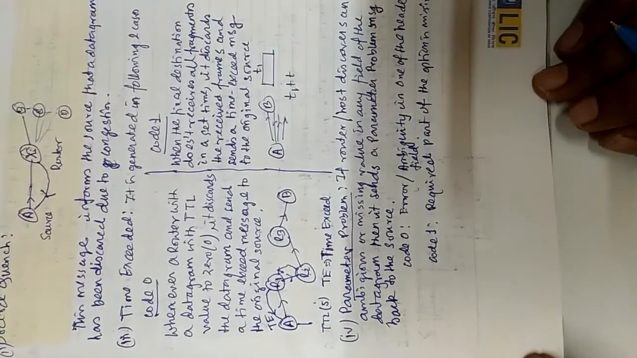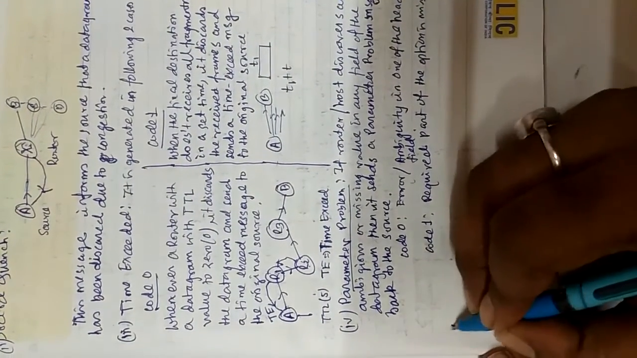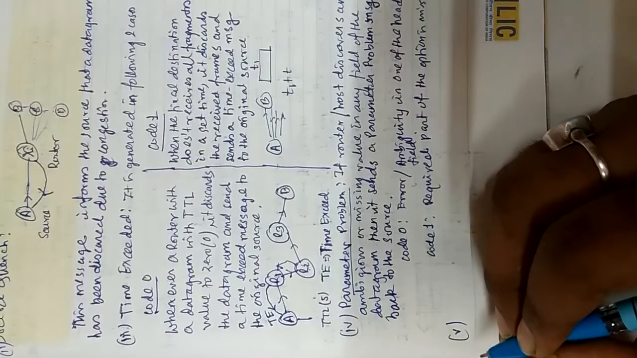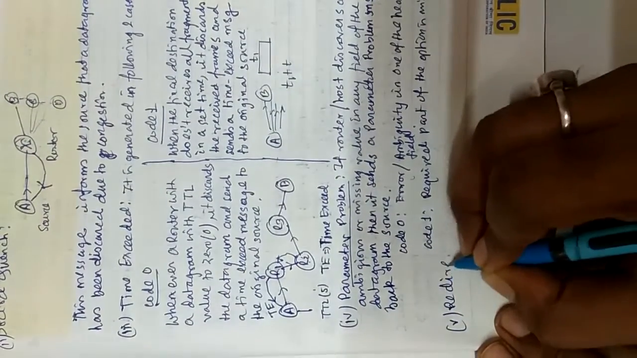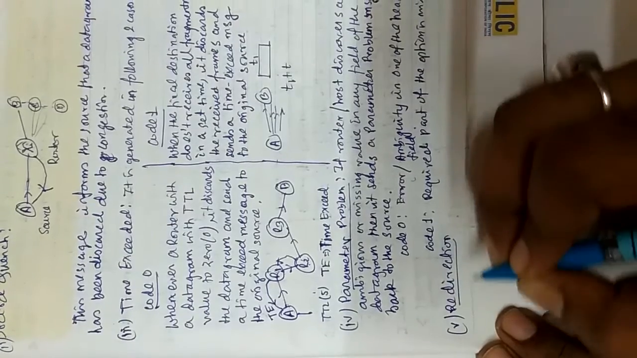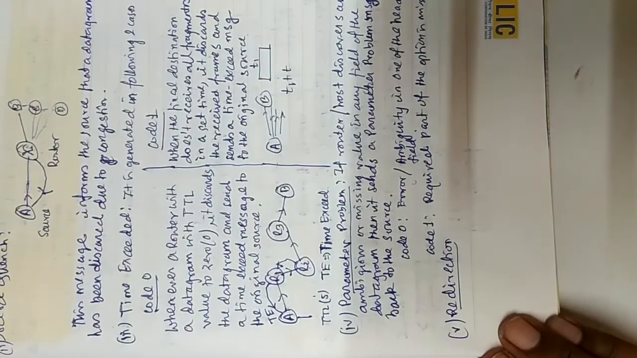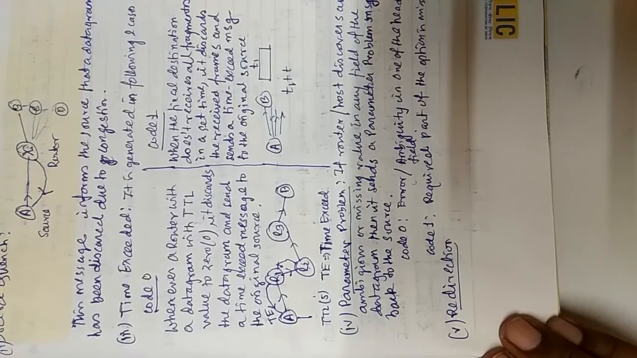Now we will study the last part of this error reporting message, that is redirection. So what is redirection? Suppose you are sending a message from A to B and you happen to send it via router R1. Router R1 will ultimately send the message to B, but it finds that there is a better way: if A sends this message via another router, it will be better.